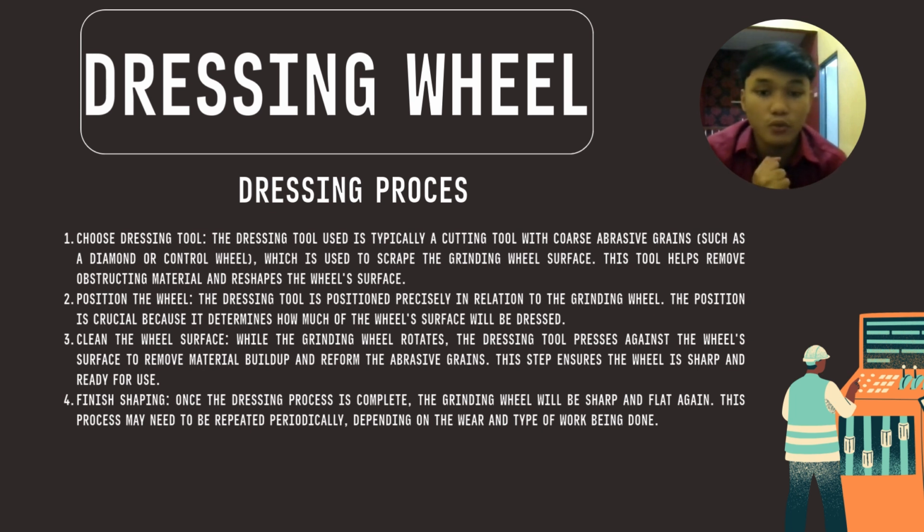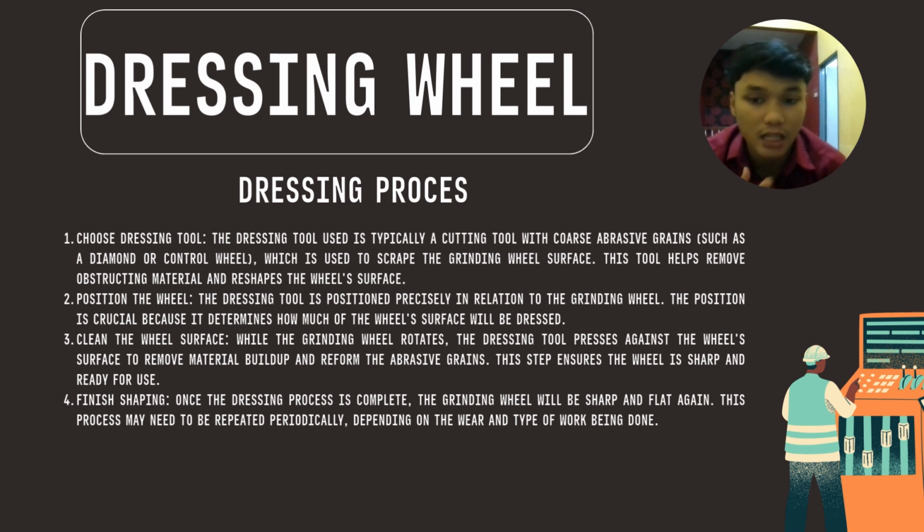It is used to scrape the grinding wheel surface. This tool helps remove obstructing material and reshape the wheel surface. Number two is position the wheel. In dressing, the tool is positioned precisely in relation to the grinding wheel. The position is crucial because it determines how much of the wheel surface will be dressed.